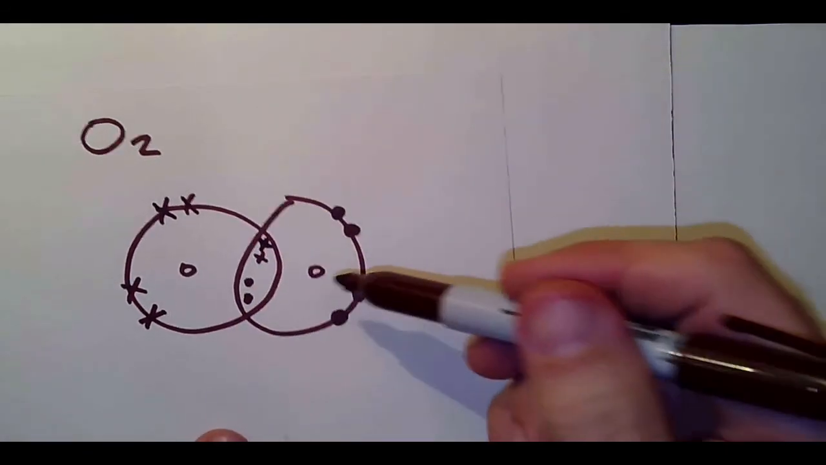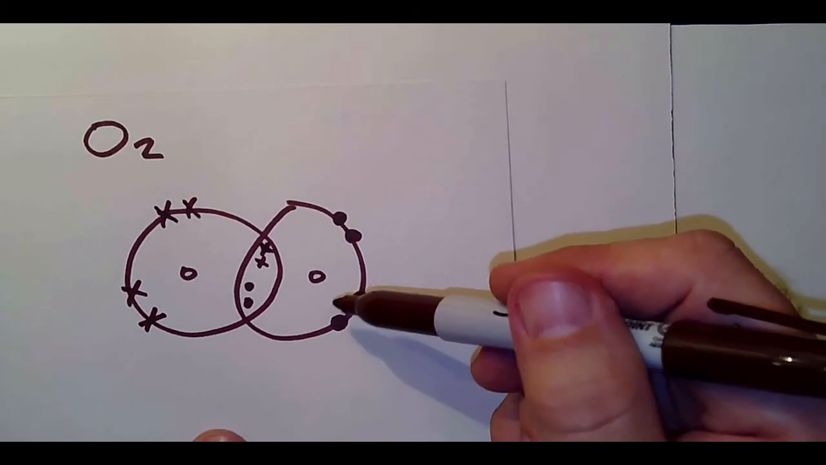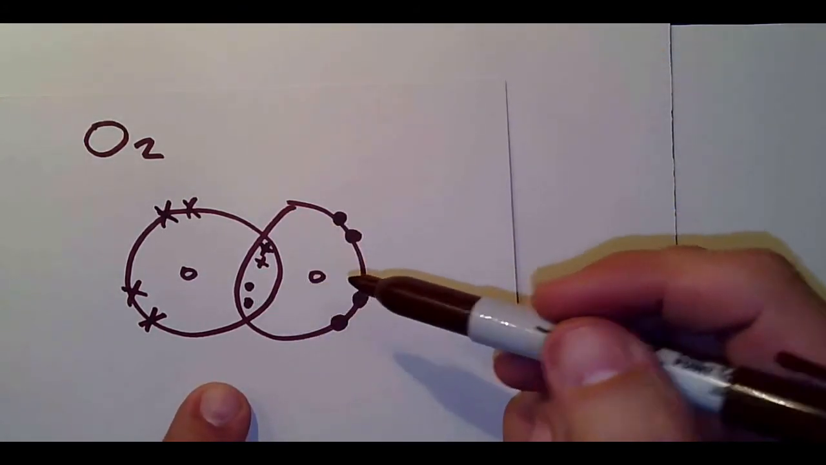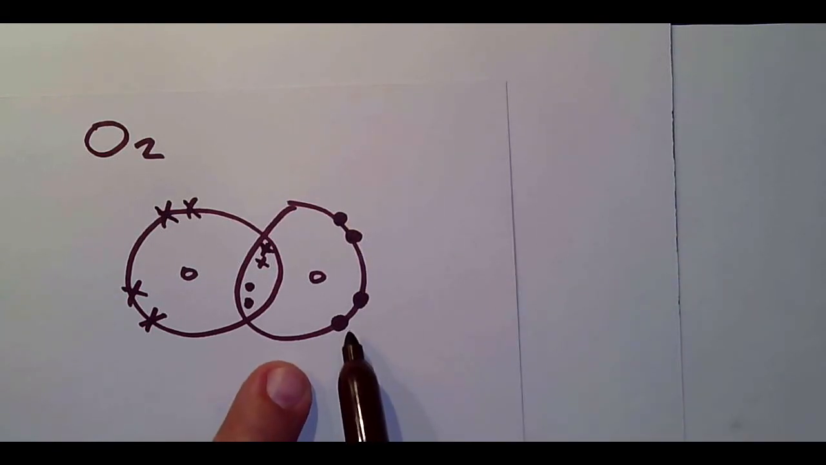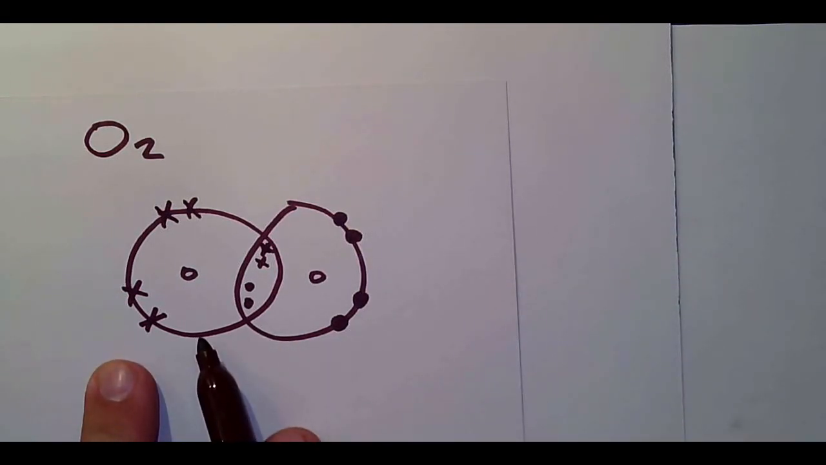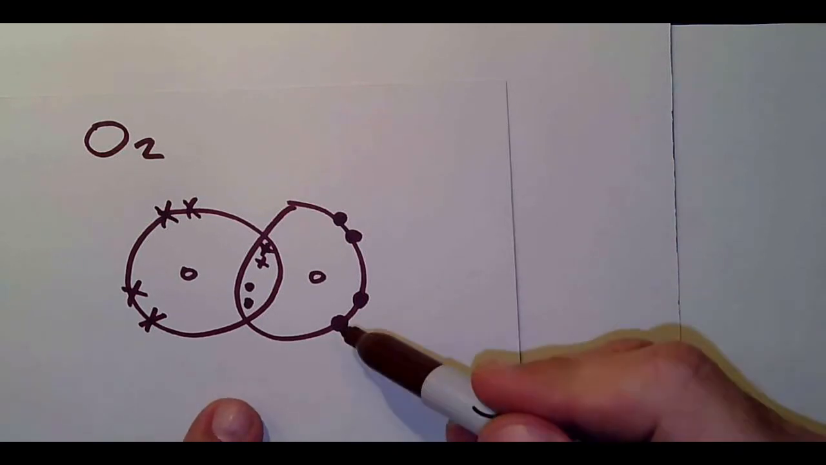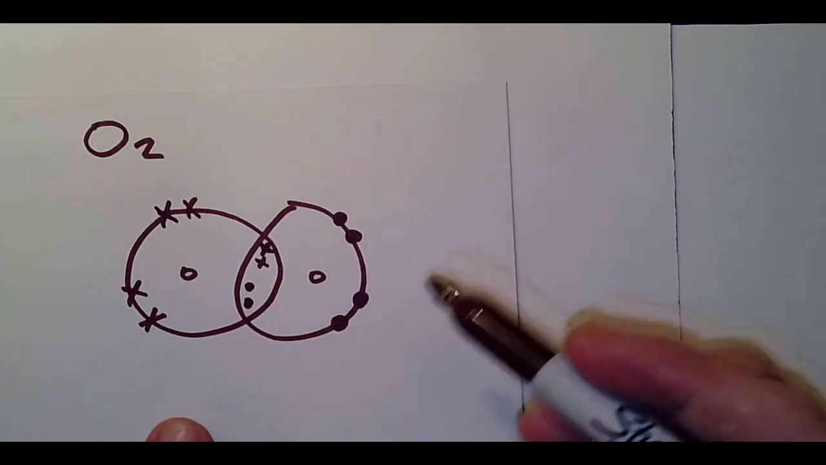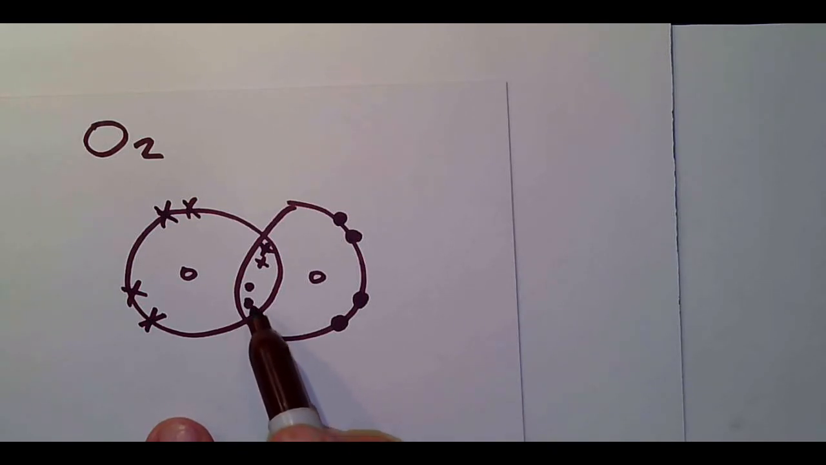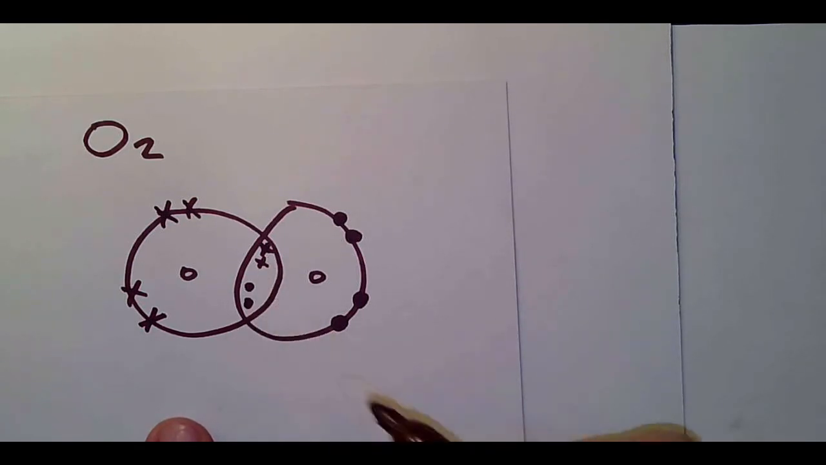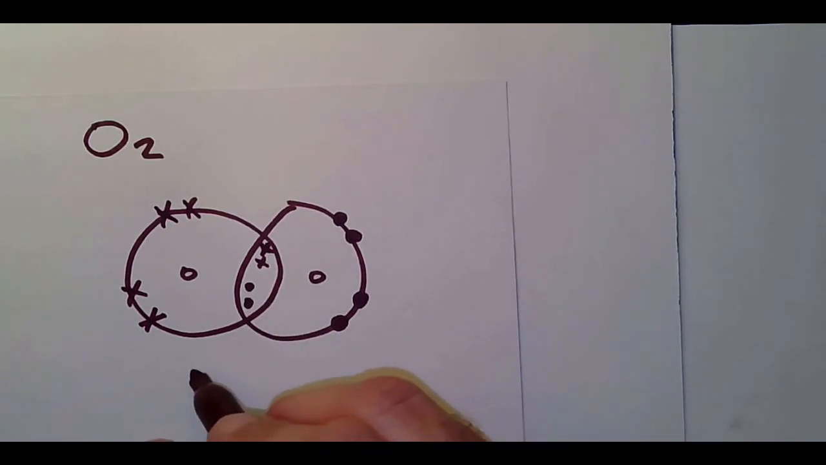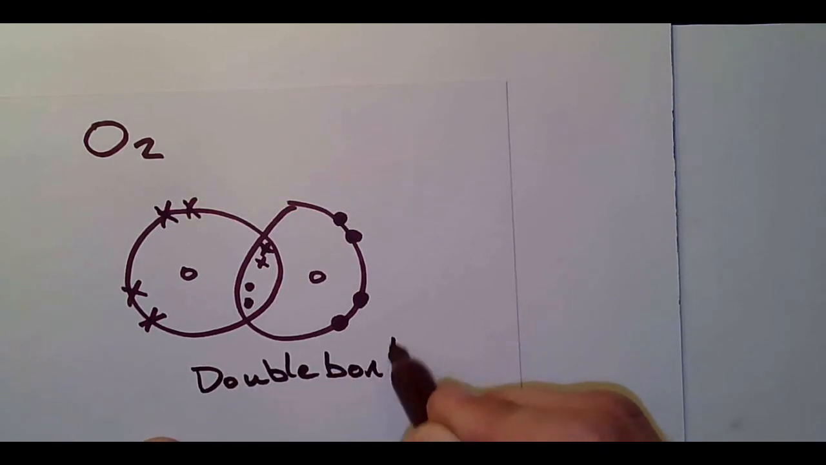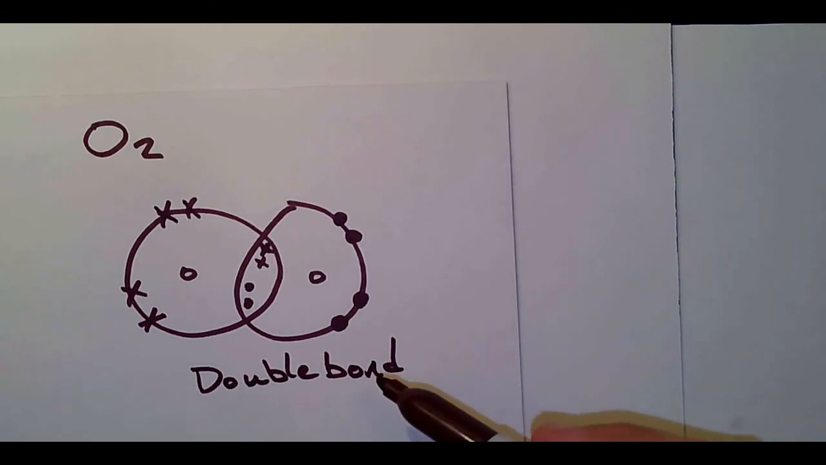So again, each oxygen here is only able to come up with 6 electrons, but together, when they're this close, we can see that the oxygen on the right and the oxygen on the left each have access to 8 electrons. 1, 2, 3, 4, 5, 6, 7, 8. So they're both content and happy. However, what we're seeing is that there are, in this case, 2 pairs of electrons that are being shared. This is what we're going to call a double bond, just because we've got 2 pairs of electrons being shared.